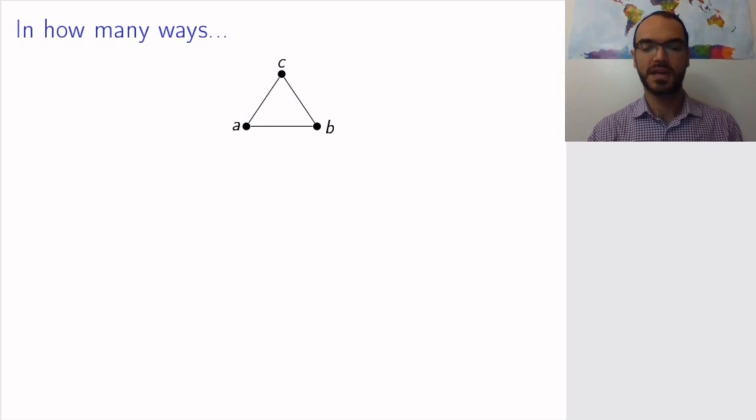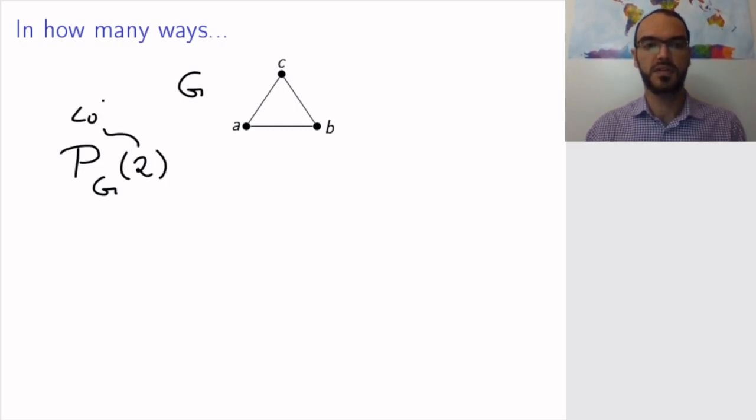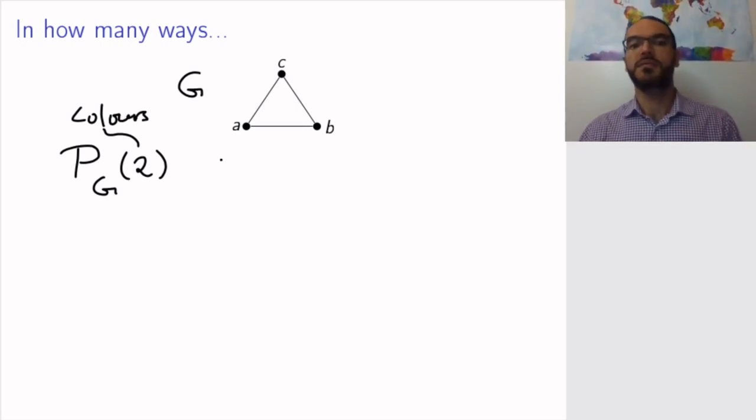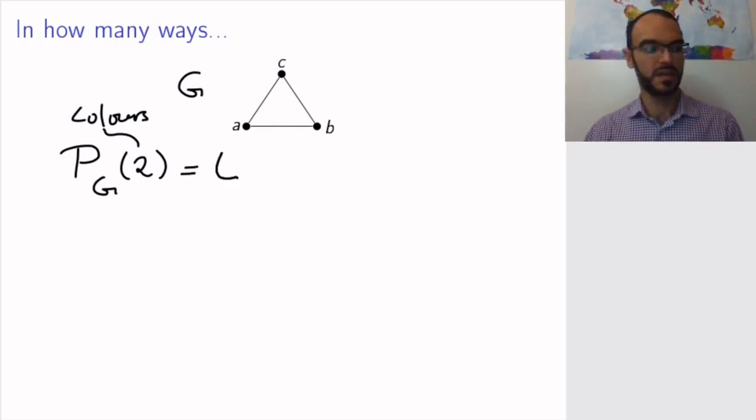So let's look at a couple of examples. Let's look at this graph. If this is our G, then we might ask, what is P_G of 2? This is the number of colorings using two different colors of the graph G. Well, this is not going to be possible because all the vertices are adjacent. As we noticed last time, this graph is not two colorable, so this is simply going to be 0.